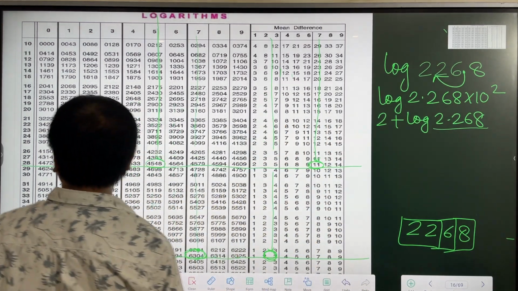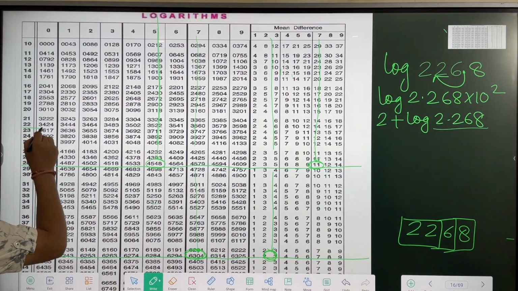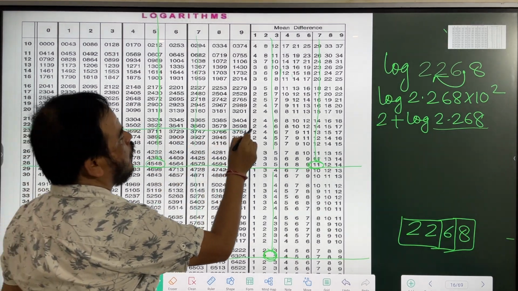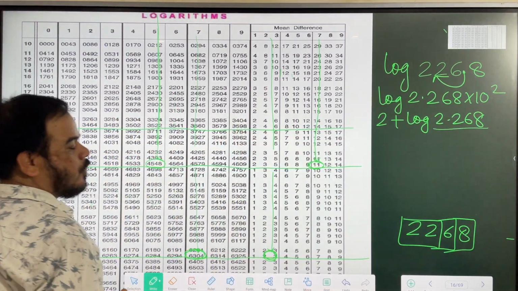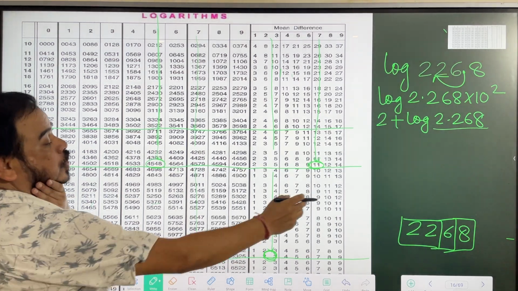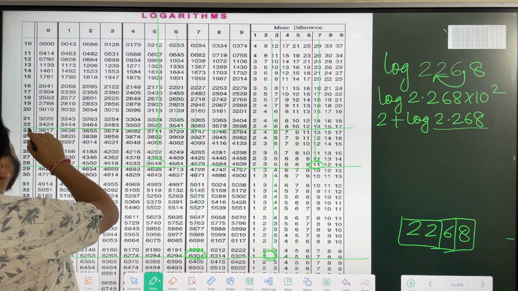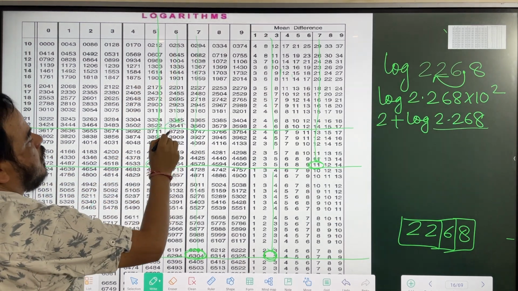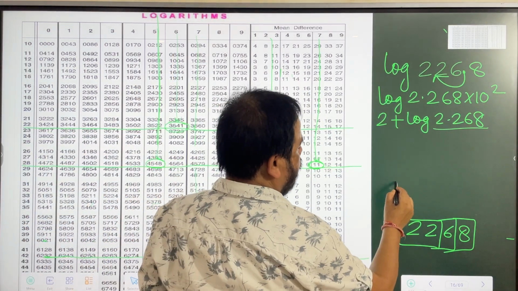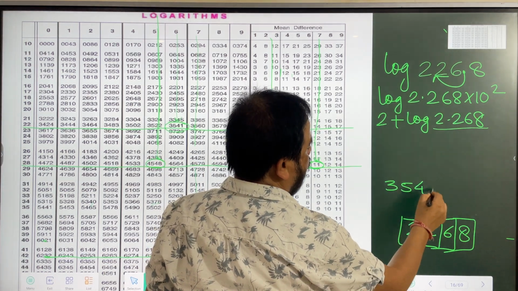So we will go to 22 now. This is 22. This is the row of 22. Then next 6. So we will go to 6. 22, 6 is touching here, 3, 5, 4, 1. So 3, 5, 4, 1.